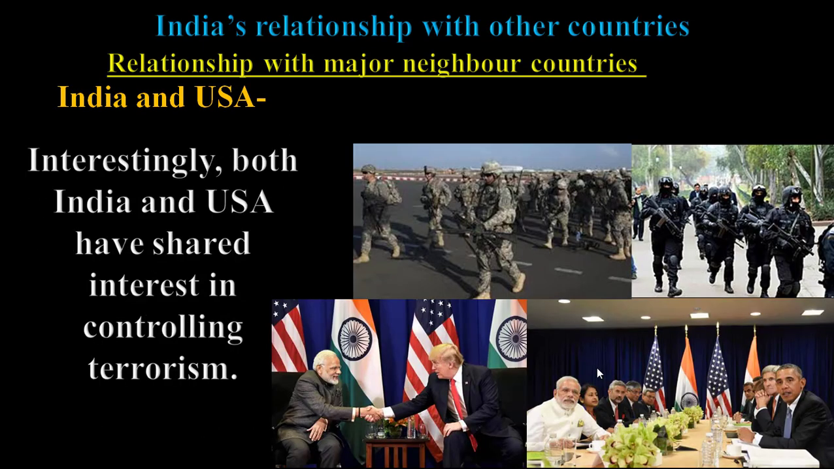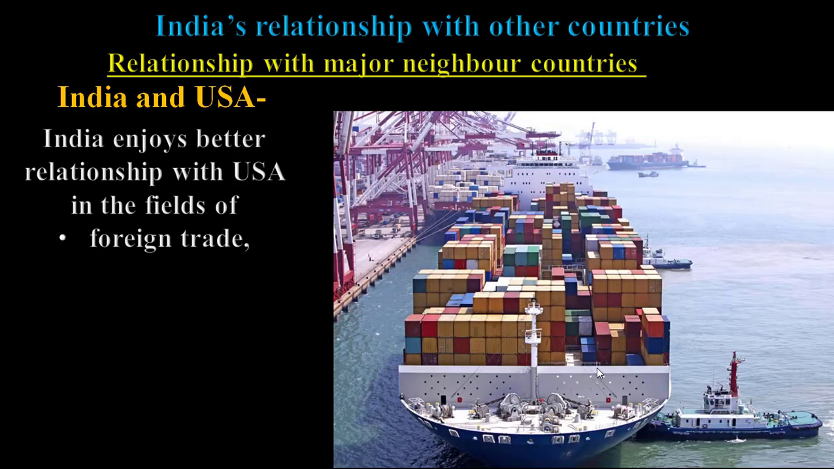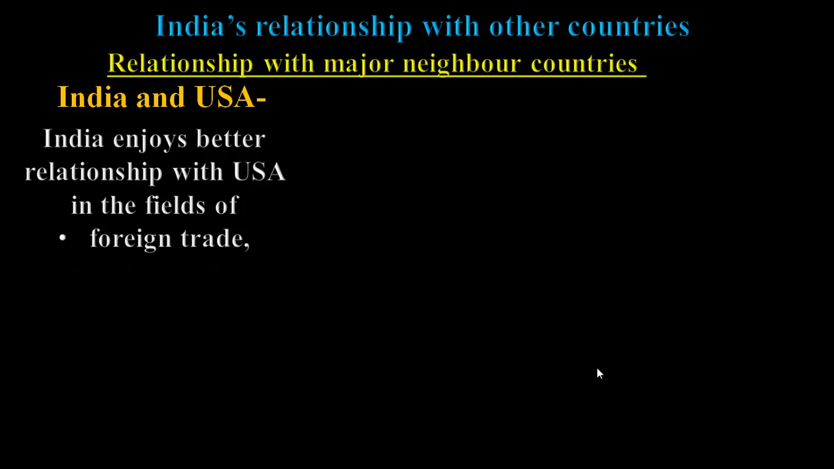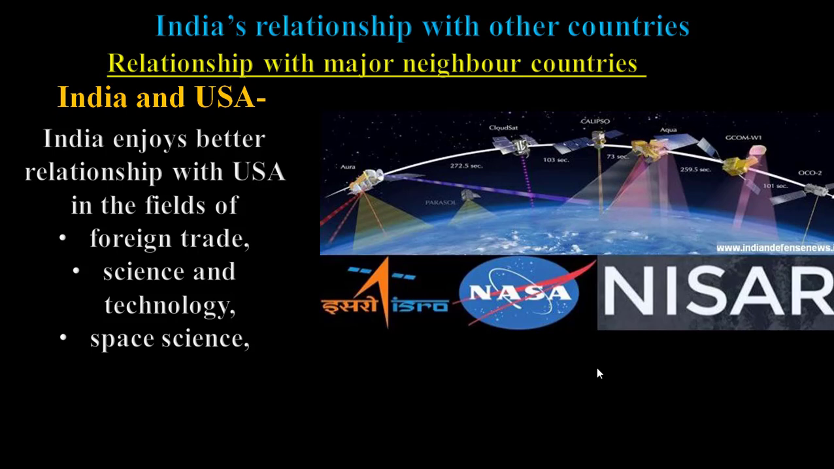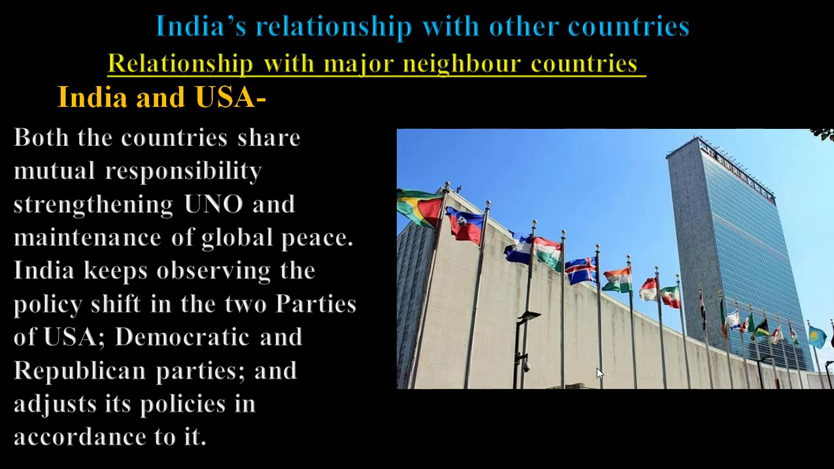Interestingly, both India and USA have a shared interest in controlling terrorism. That is a very important concept. Both countries highlighted controlling terrorism. India enjoys a better relationship with USA in the field of foreign trade, science and technology, and space science, so ISRO and NASA. ISRO belongs to India, whereas NASA is America's. Education and other areas of mutual interest are provided by the better relationship between India and USA. Both countries have a mutual responsibility in strengthening UNO, the United Nations Organization, and maintaining global peace.